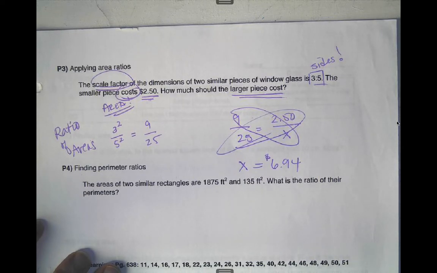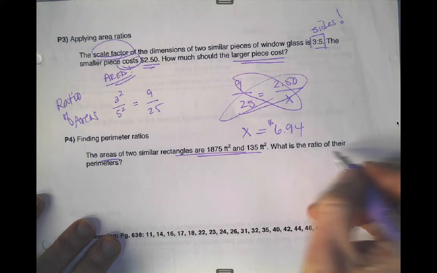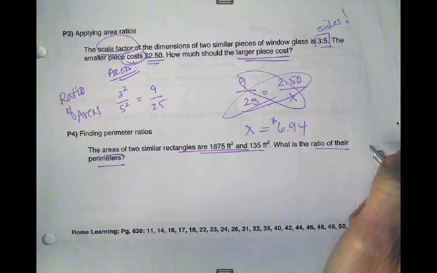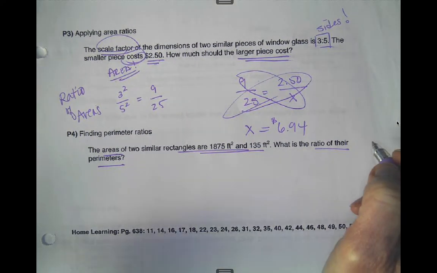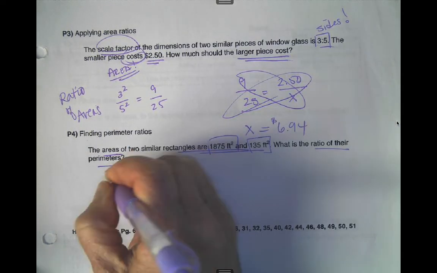All right, the next one says finding perimeter ratios. So here it tells me the areas of two similar rectangles are that. What's the ratio of their perimeters? All right, this one doesn't tell me the smaller one to the larger one or the larger one to the smaller one. So I always just go the first one to the second one.